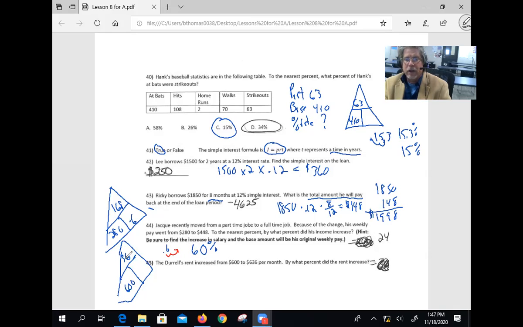So since I have the part and the base, they're related by division. So to find my percent, I just divide that out. So 36 divided by the 600 gives me 0.06. But remember, that's in decimal form. I still have to change that into a percent notation by moving the decimal 2 places to the right, which would then be 6%.